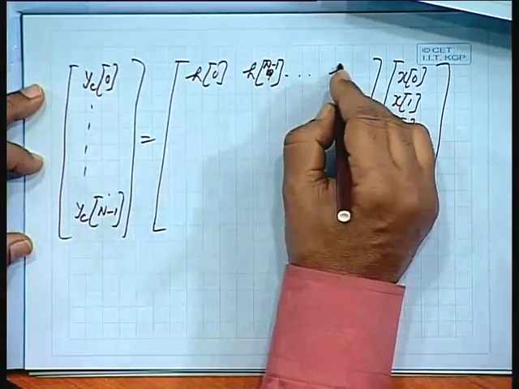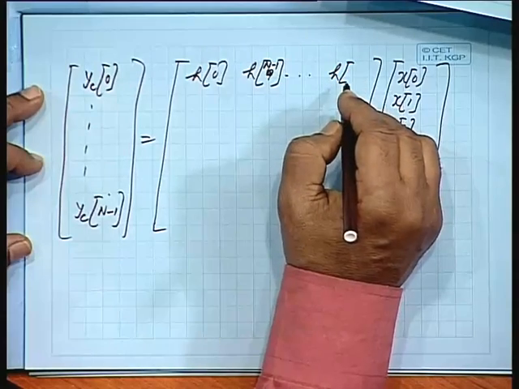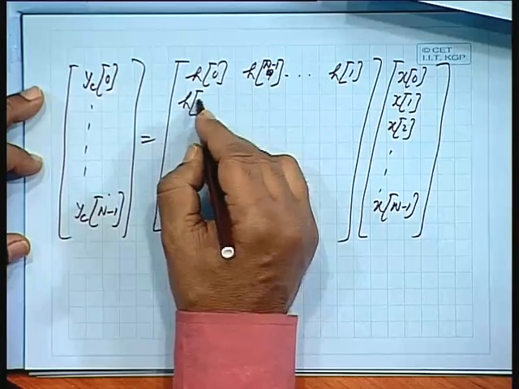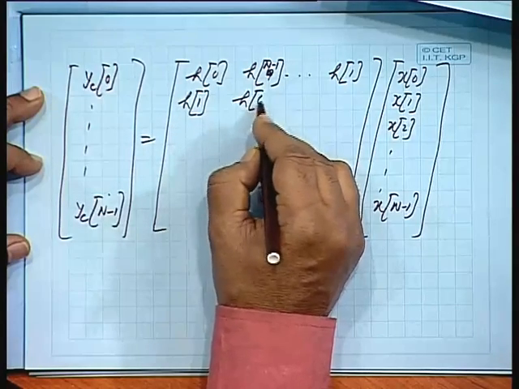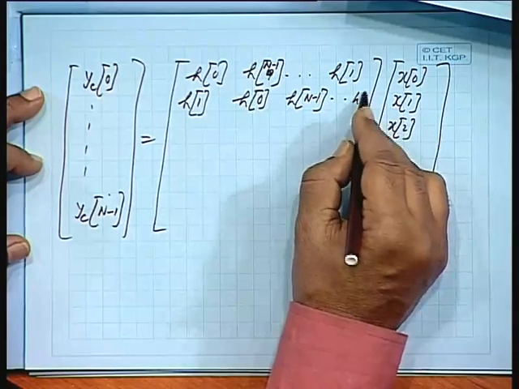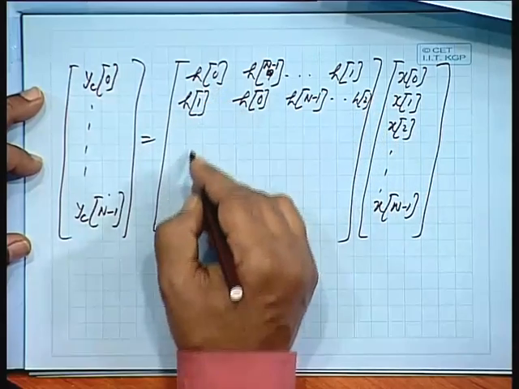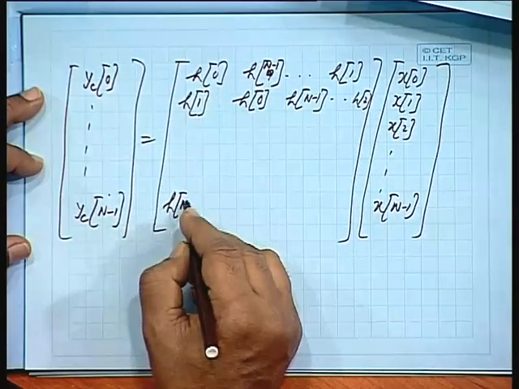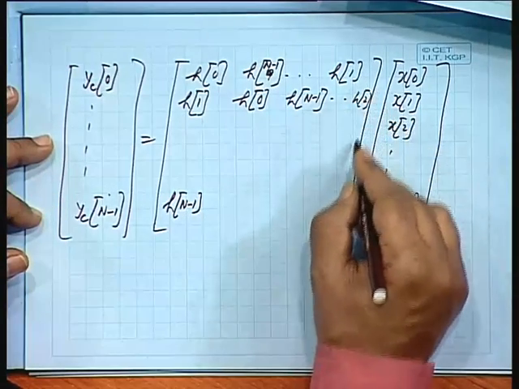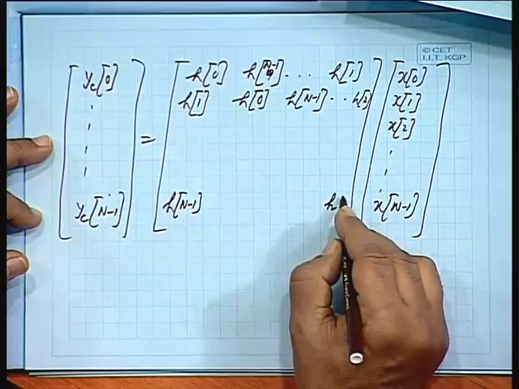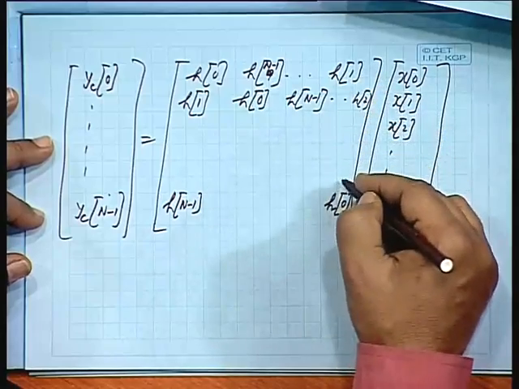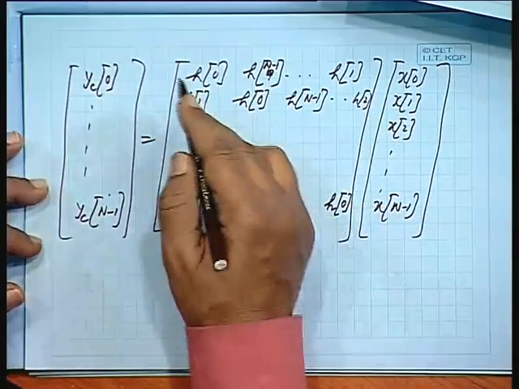So, the last one will be h 1, then this one will be h 1, h 0, h n minus 1 and so on, ending at h 2. So, this one will be growing up to h n minus 1, and this one will be h 1, h 2 up to h 0, h 1, h 2, h n minus 1, next again h 0. These are known as circulant matrices.